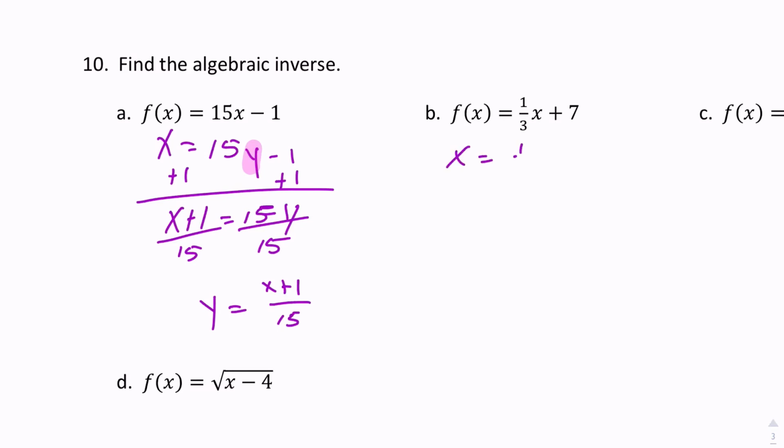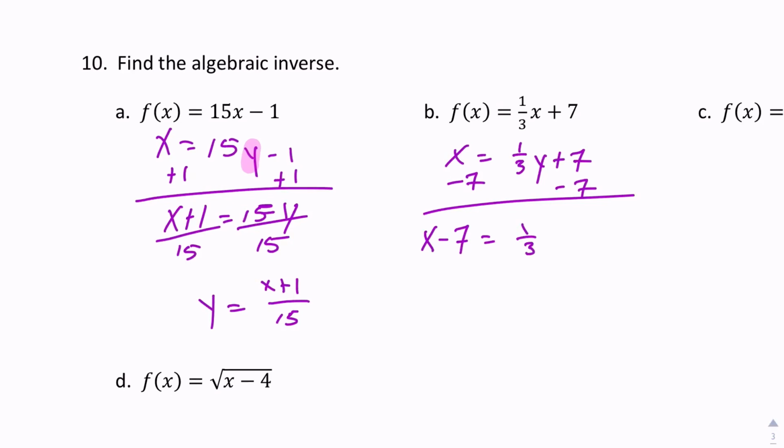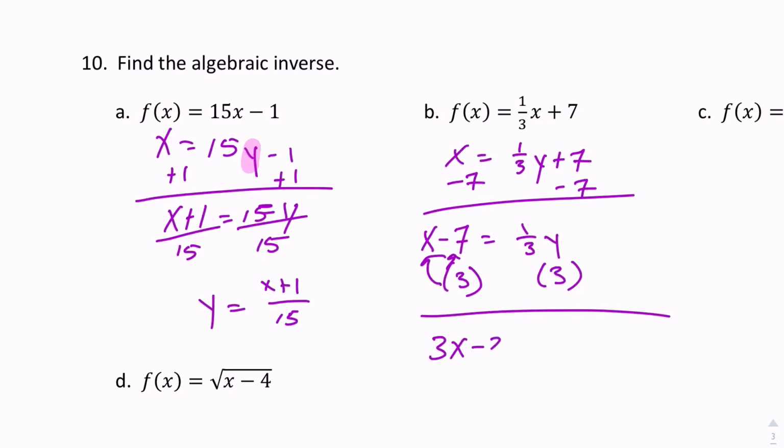Swap x and y. Solve for the new y. Subtract 7. Now x minus 7 equals 1/3 y. To clear the 1/3, we multiply both sides by 3. And I'm going to distribute that 3. So it becomes 3x minus 21 equals y.